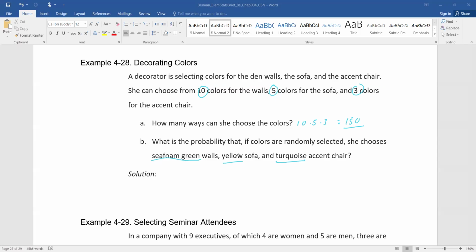Seafoam green wall, a yellow sofa, and a turquoise accent chair. That is one of the 150 ways. So in my eyes, that is her probability. So 1 out of 150.